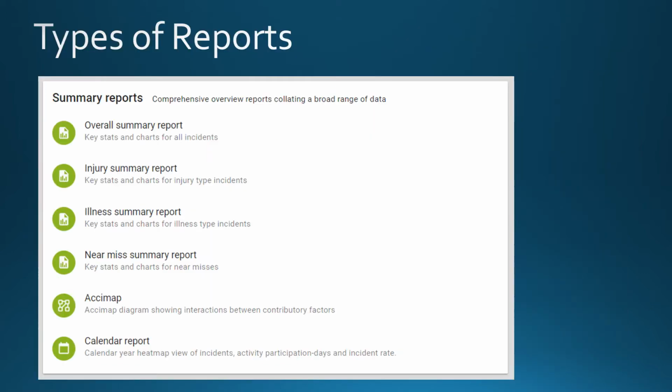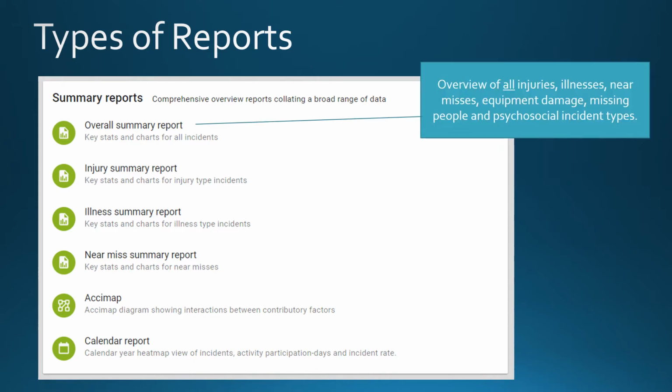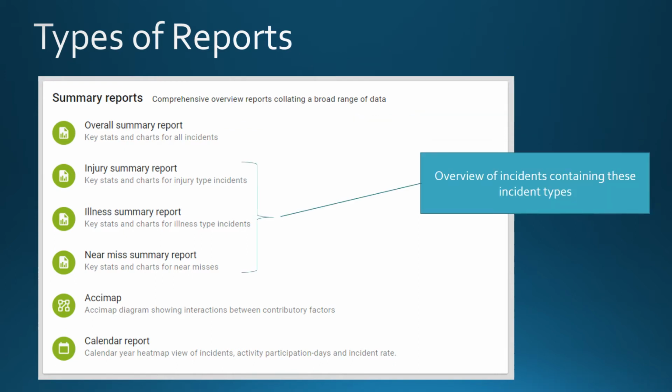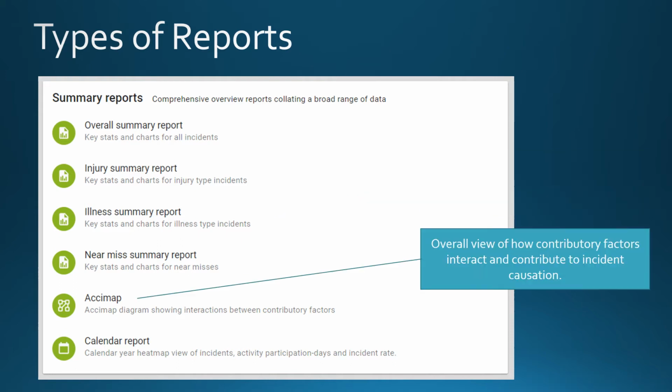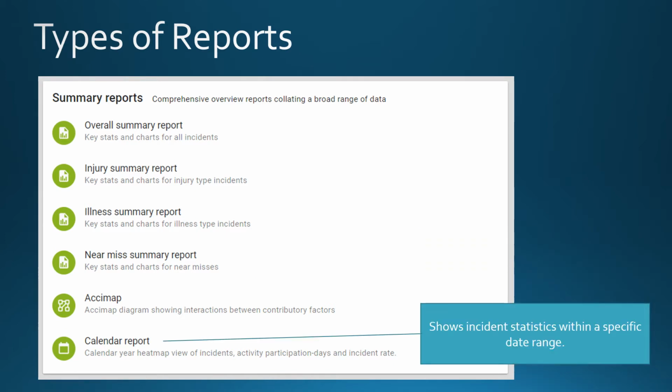Summary reports provide an overview of the incidents reported by your organisation. The overall summary report provides an overview of all injuries, illnesses, near misses, equipment damage, missing people and psychosocial incident types reported in your organisation. You can use the illness, injury or near miss summary reports for key stats and charts for these incident types. Maps are used to gain an overall view of how contributory factors interact and contribute to incident causation. And finally, the calendar report allows you to view overall statistics for incidents reported within a specified date range.